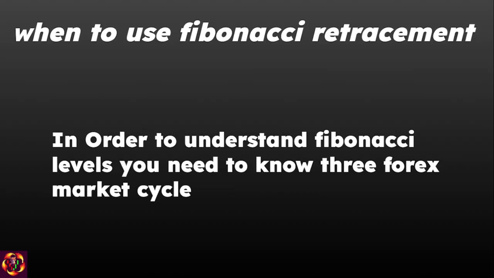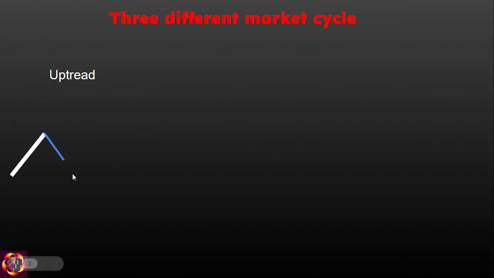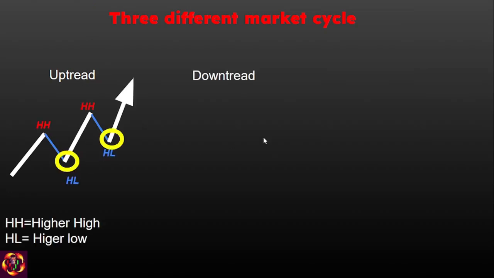When to use Fibonacci retracement. In order to understand Fibonacci levels, you need to know the three forex market cycles. Uptrend is when the market is making an impulsive move and making a correction, and making another impulsive move and making a correction. That is when you regard it as trending up, with higher lows. In a downtrend, the market is making an impulsive move and making a correction also, and making an impulsive move. The upside is called the lower high, while the downside is called the lower low.